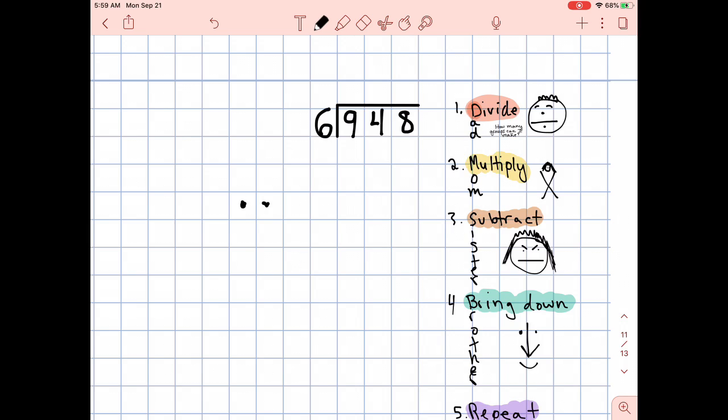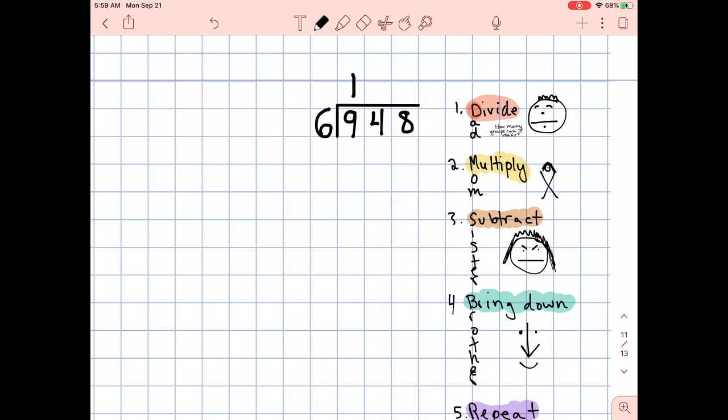Again, I have 1, 2, 3, 4, 5, 6, 7, 8, 9. And I can make 1, 2, 3, 4, 5, 6. I can make one group of 6 with 9. There's not enough to make another group of 6. So my answer is 1. I'm going to write down my answer before I forget.